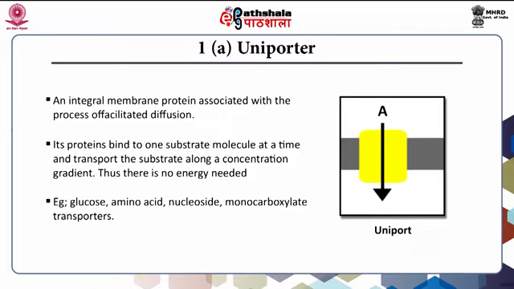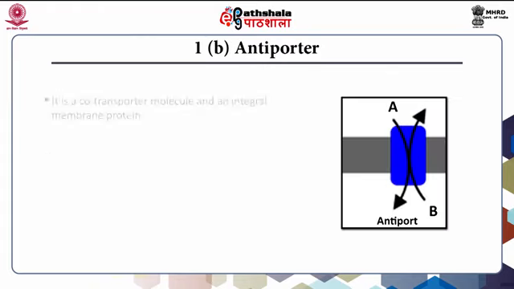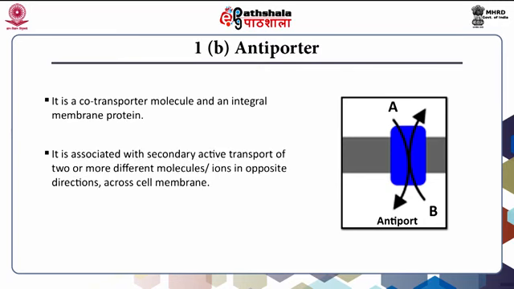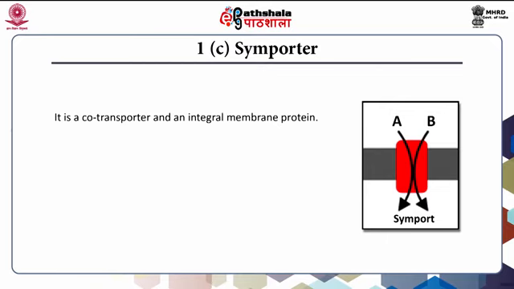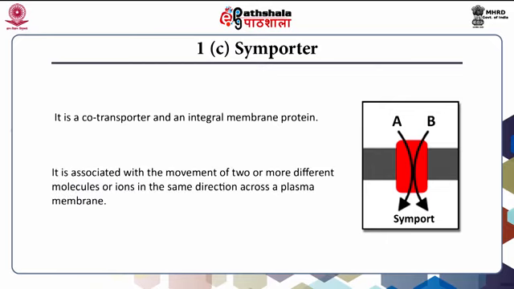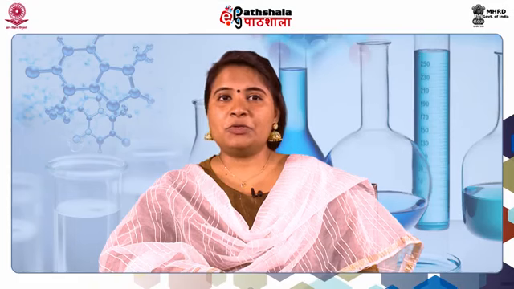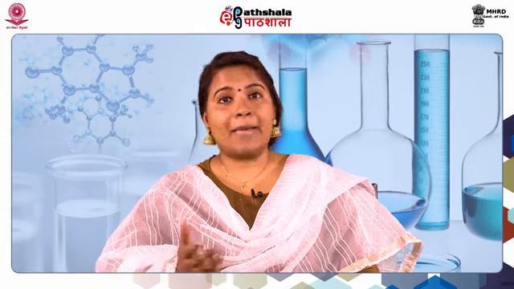transporters, and so on. This is another type of passive transporter. It is a cotransporter, which assists the transport of two or more different molecules or ions in opposite directions across the cell membrane. Therefore, they are also known as exchangers or counter transporters. This is also called a cotransporter and an integral membrane protein, but this is associated with the movement of two or more different molecules or ions not in opposite directions like an antiporter, but here in the same direction across a plasma membrane. So students, so far we discussed passive transport.